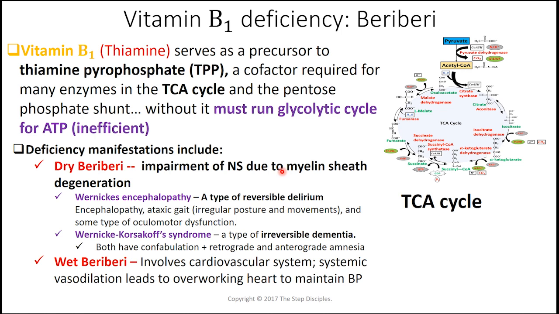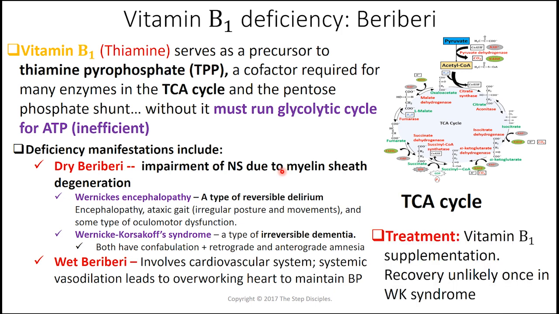And then you can also have wet beriberi. So when you say the term wet beriberi, all you mean is that the cardiovascular system is involved as well. And what happens is that systemic vasodilation leads to overworking the heart to maintain blood pressure and ultimately heart failure. And I will go through that on the next slide, but it's not really clear to me, at least, and I don't think it's clear to anyone, what causes this systemic vasodilation, but it just is the case that when you don't have thiamine, you have this systemic vasodilation that occurs in some cases that develop into wet beriberi.